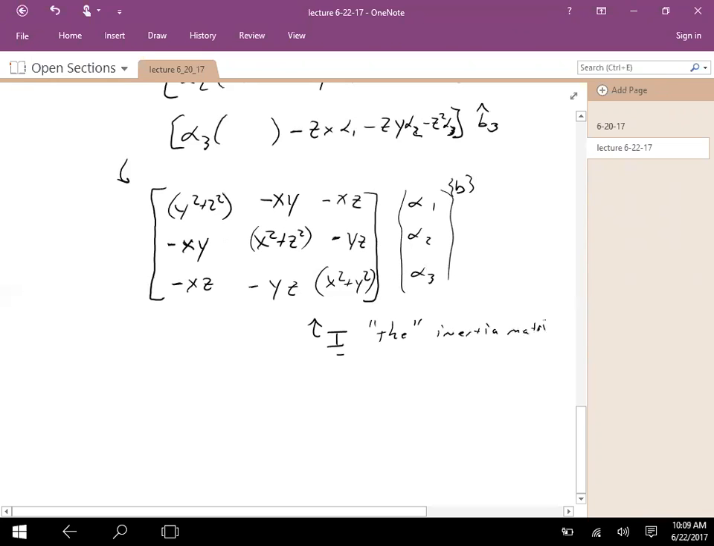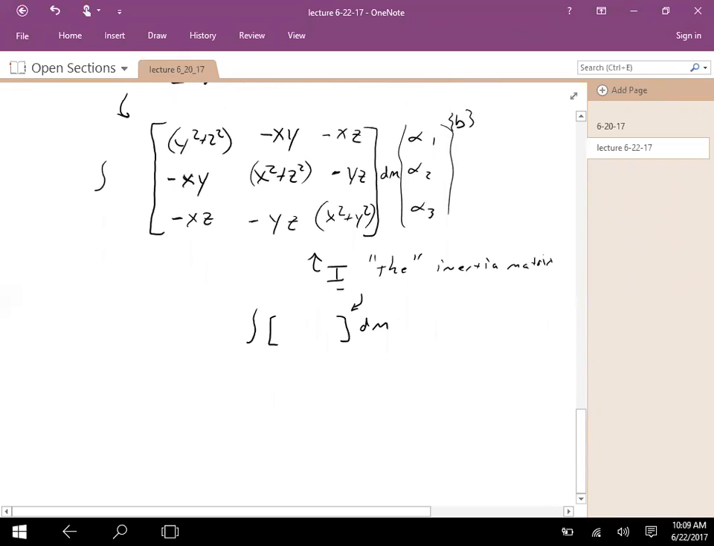Oh, you know what? I sort of skipped something there. There was an integral out front of this whole thing, dm. And I can pull the dm in. So actually the integral of this matrix dm is the inertia matrix. That is the inertia matrix or the inertia tensor, call it what you want. The integral of this whole thing dm. That's what I'm talking about. All right, we know the inertia matrix.